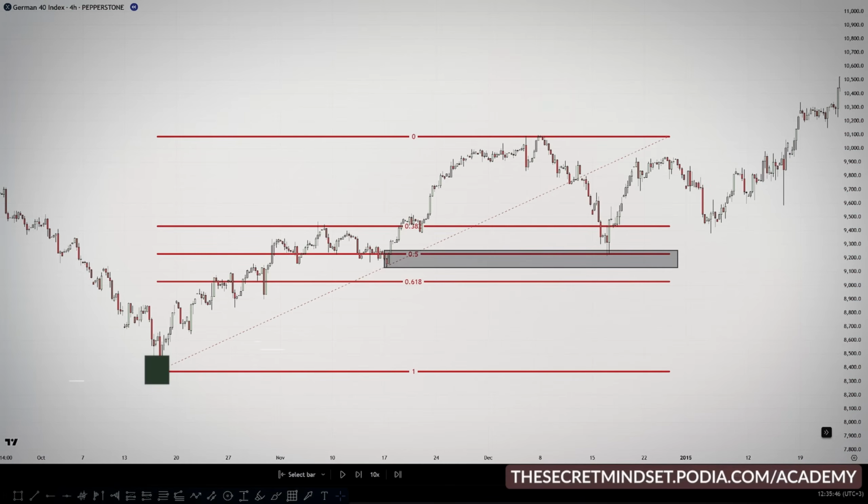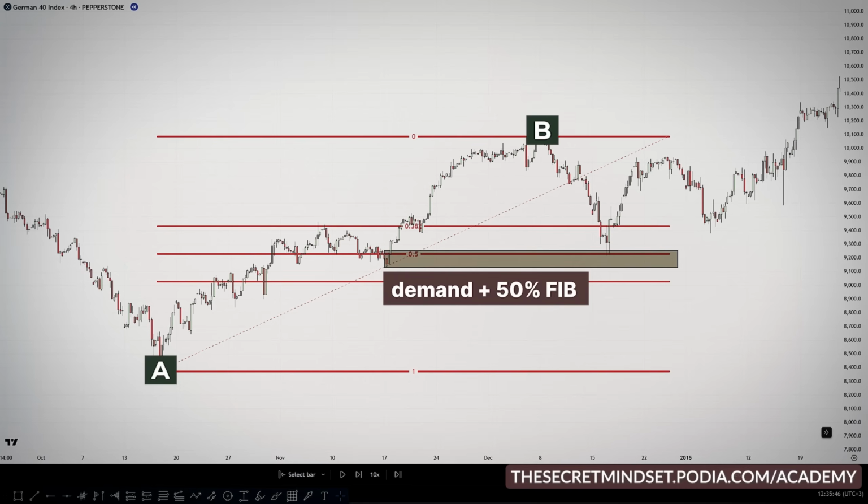Think about it like this. You're looking at an uptrend. Then the price is going down. But then you notice it's getting close to a demand area.